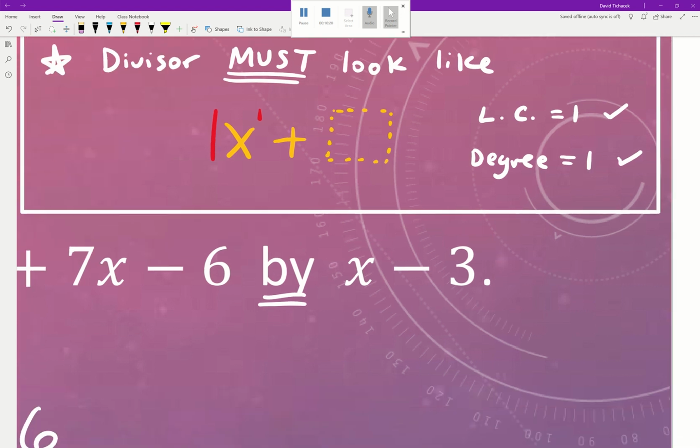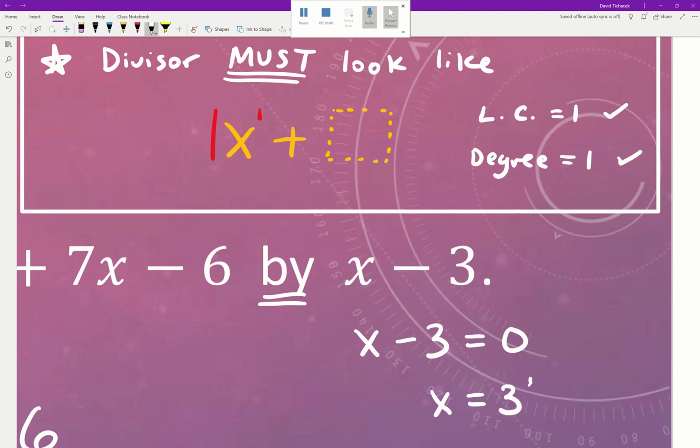Well, it doesn't look like it right now, but we can rewrite it as x plus negative 3. And so it's going to be important that we write it like that because it's going to be whatever this number is right here that we're going to be using in our synthetic division. Or in other words, if you wanted to think about it this way, you could just take your divisor and set it equal to 0, and then solve that little mini equation. You would add 3 to both sides, of course, and get x is equal to positive 3.